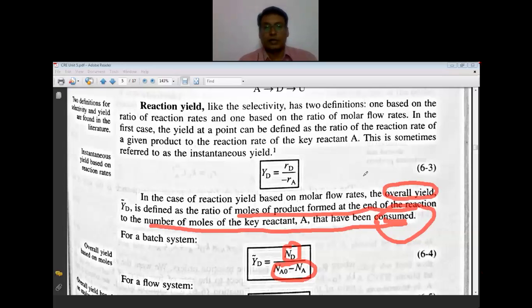So there is an instantaneous yield. This instantaneous yield talks about the rate term, and this overall yield talks about the number of moles of the product formed at the end of a reaction and number of moles of the key reactant A that has been consumed.